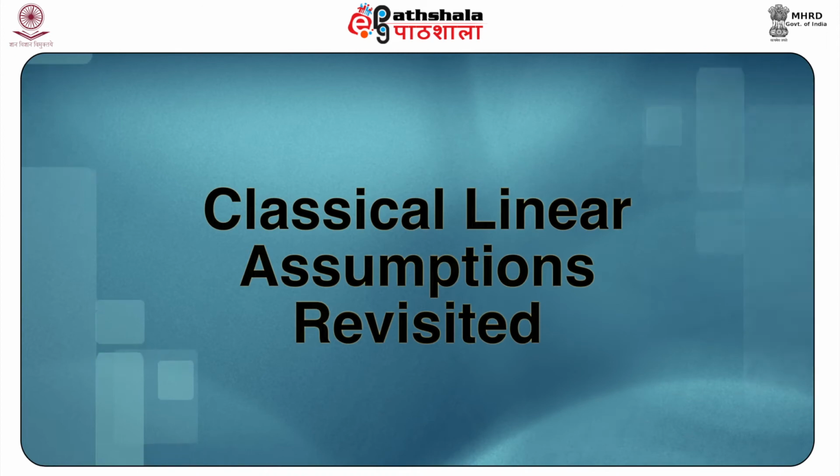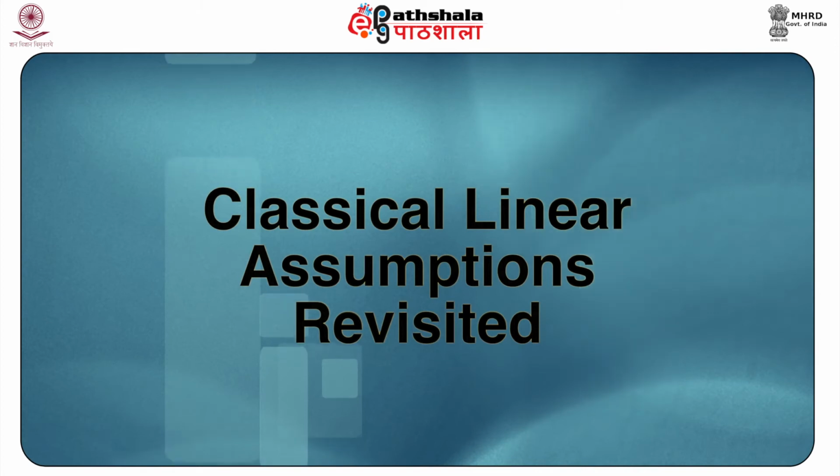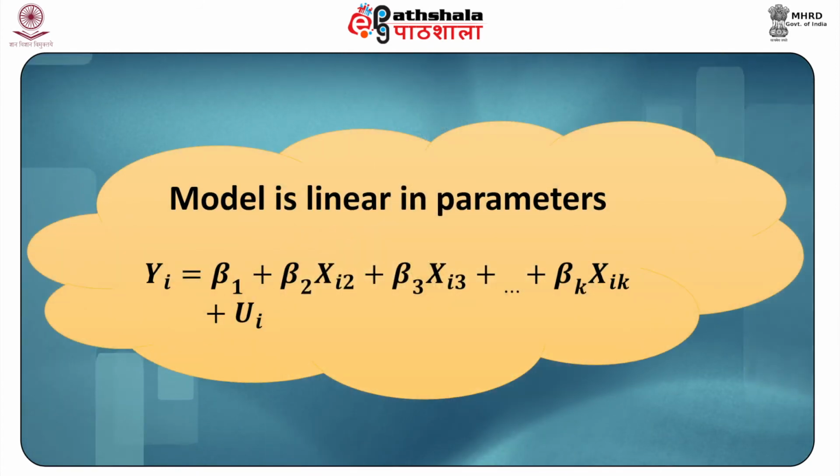Let's now look at what are the underlying assumptions and try to revisit some of these classical linear assumptions in this section. The properties of the estimators, which are unbiasedness, efficiency, and consistency, are contingent on the classical linear assumptions. In this section, we shall revisit the assumptions in relation to the multiple linear model. What are the assumptions? The first assumption is that the model is linear in parameters.